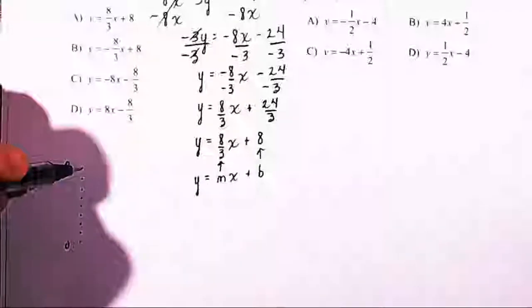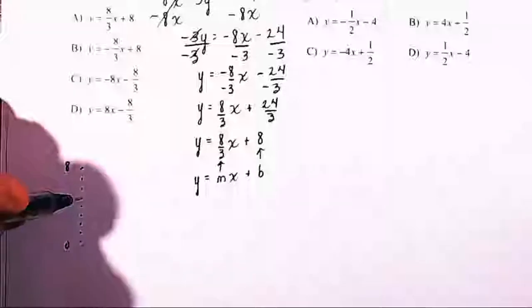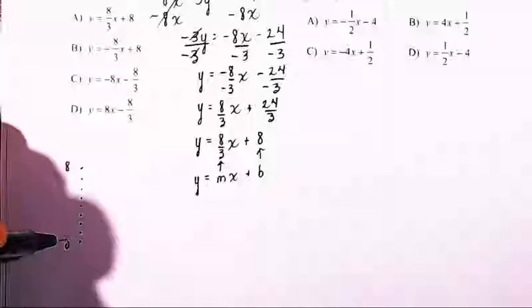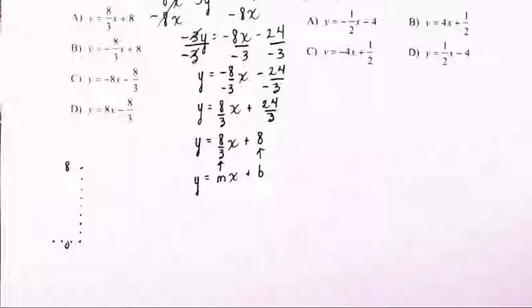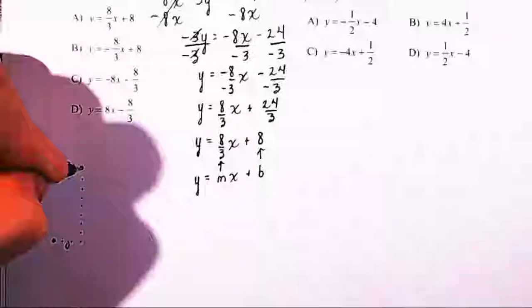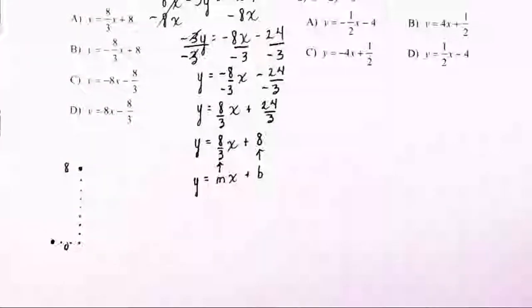I'll start at 8 and go down 1, down 2, down 3, down 4, down 5, down 6, down 7, down 8, over 1, over 2, over 3 to the left. Now just to show you that these 2 points right here lie on the curve formed by that line, if I could find a straight edge, I will draw that in. All right, this will work.